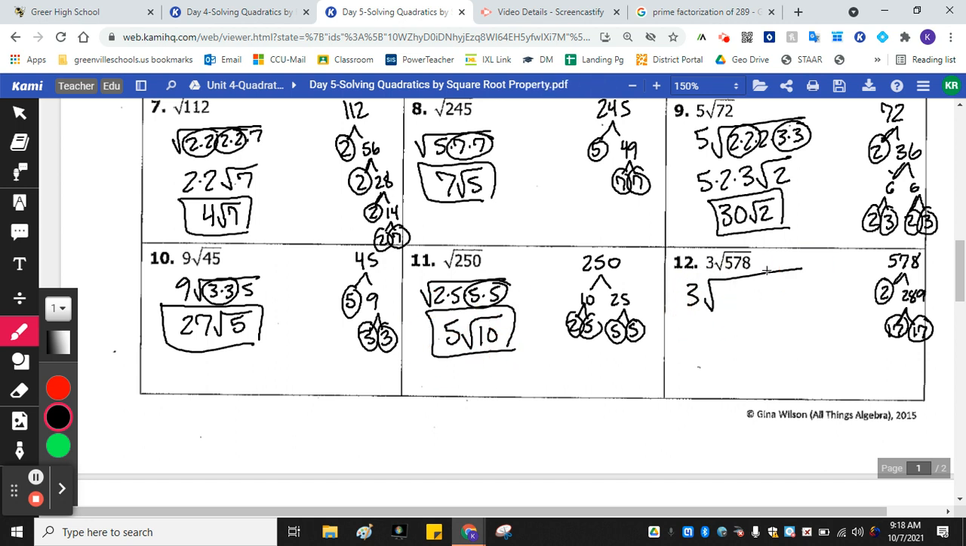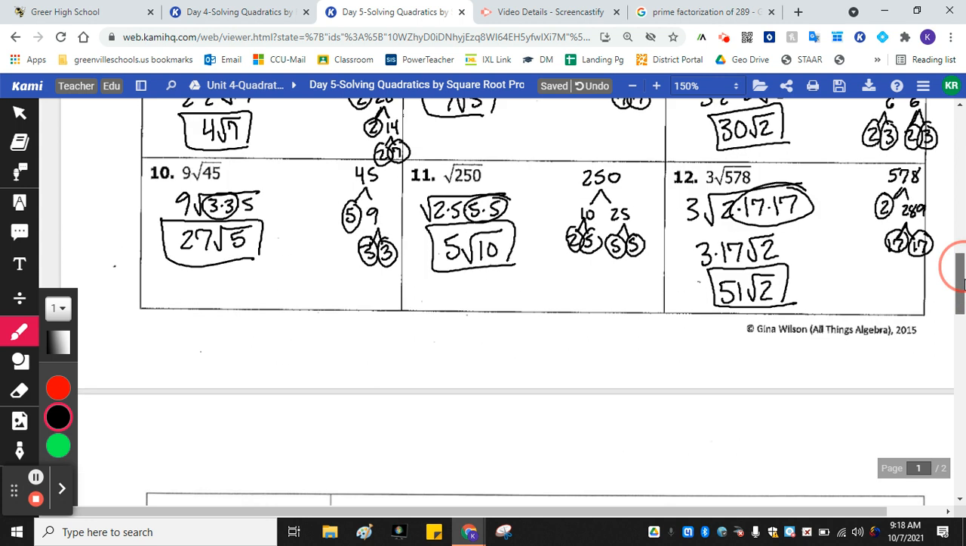This one took me forever to figure out, it was 17. I didn't know that. I had to just sit there and divide. 17 comes out. And what's 3 times 17? 3 times 17 is 51 square root 2. All right, so that's reviewing your radicals.